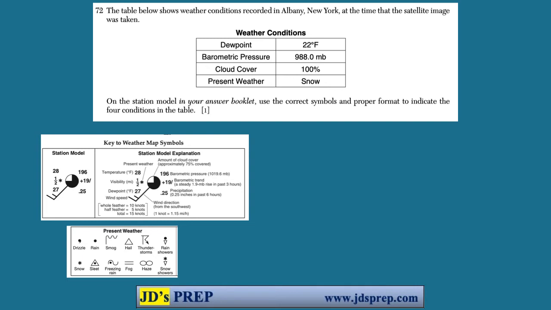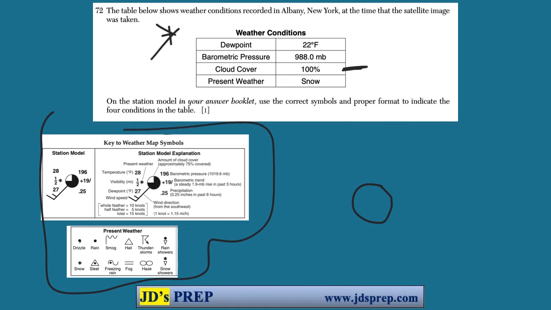Next, we're asked to use the weather conditions highlighted in this table to complete a station model. So I'm going to start with a circle. First off, we are told that the cloud cover is 100%. Down here, these are from your reference tables. This is the legend that you'll probably need. But if it's 100%, we need to shade in that circle to indicate that cloud cover.